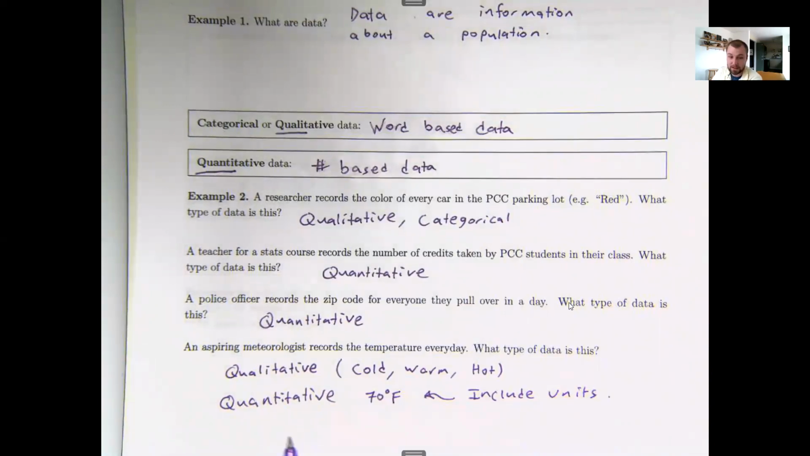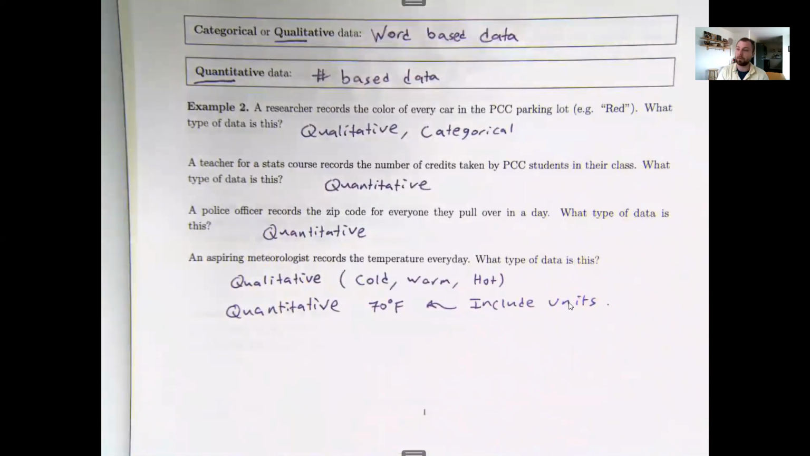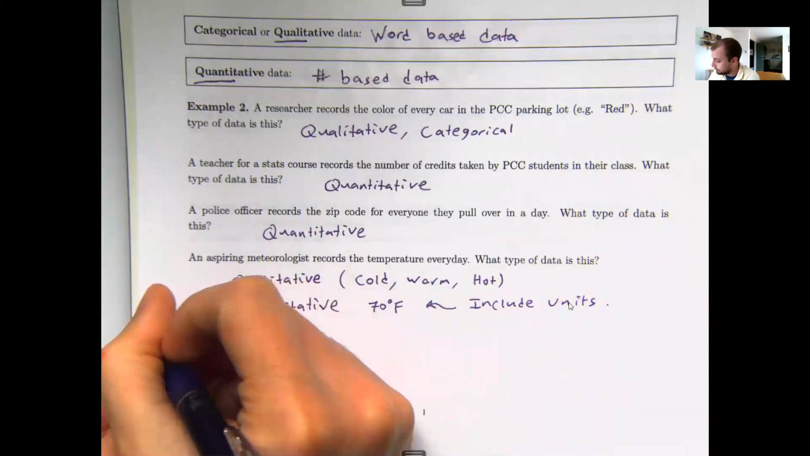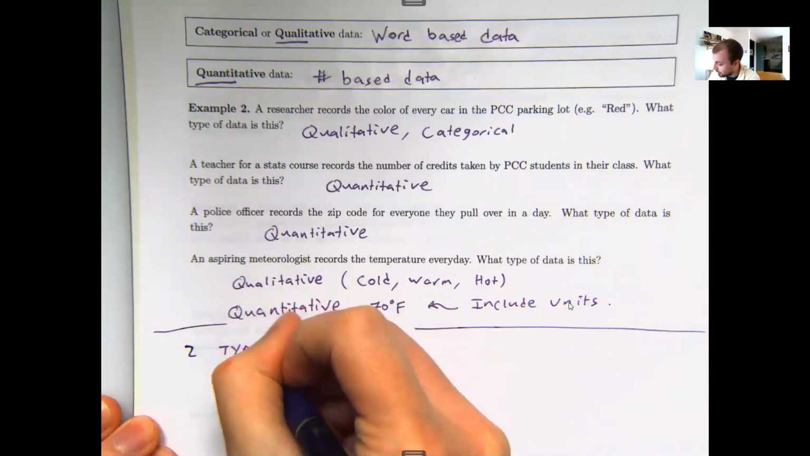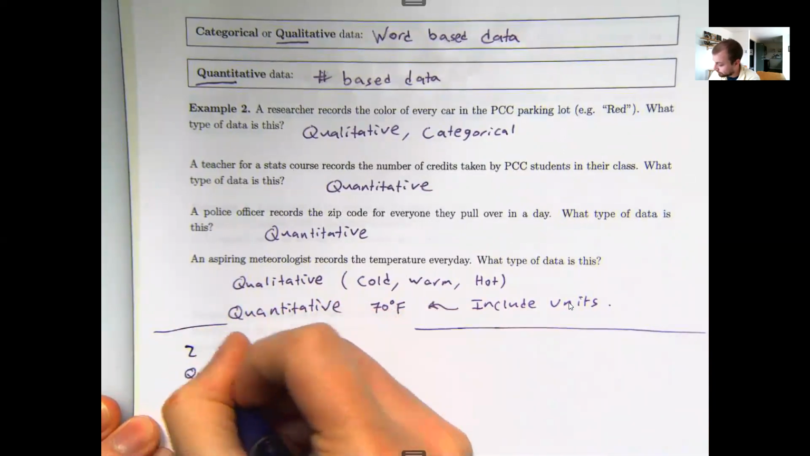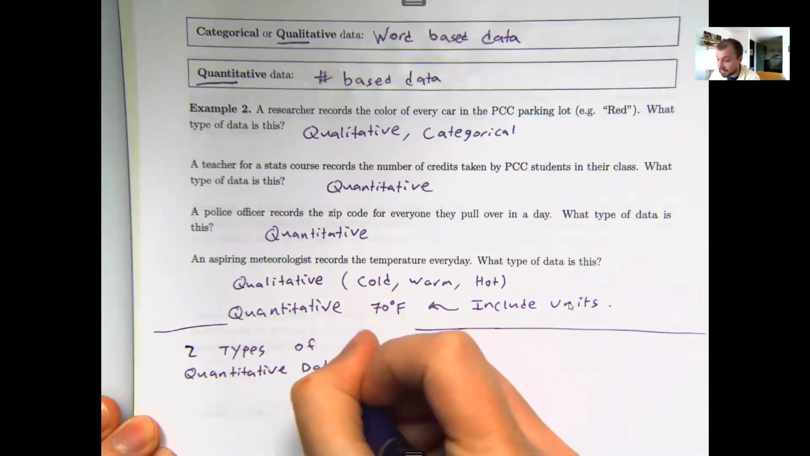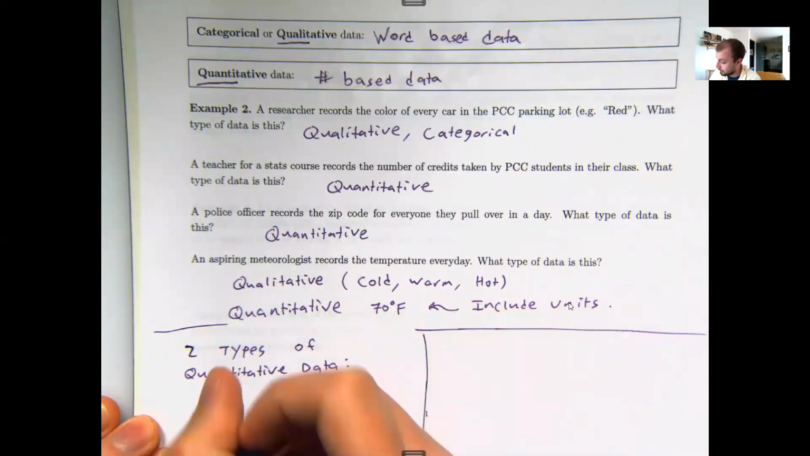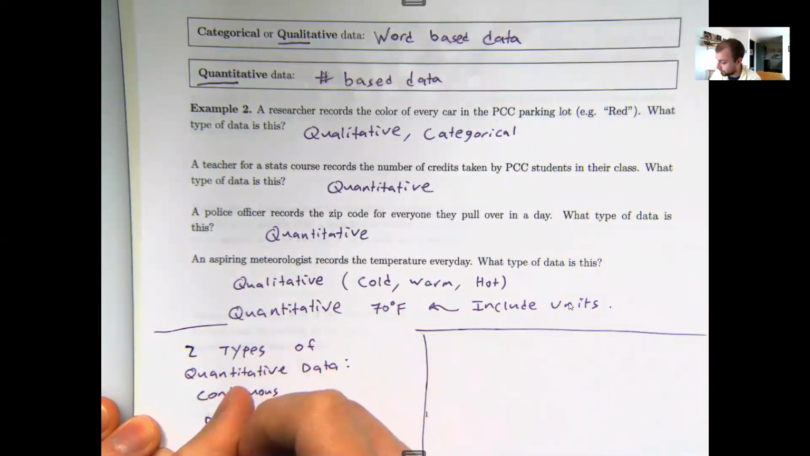I'm going to expand on this just a tiny bit more. And just to note, this is really just the surface introduction about data. I could spend an entire term talking about the different classifications of data. I'm only going to be spending a couple of minutes here with you. So there are two types of quantitative data. That's that number-based data. There's something called continuous, and there's something called discrete.